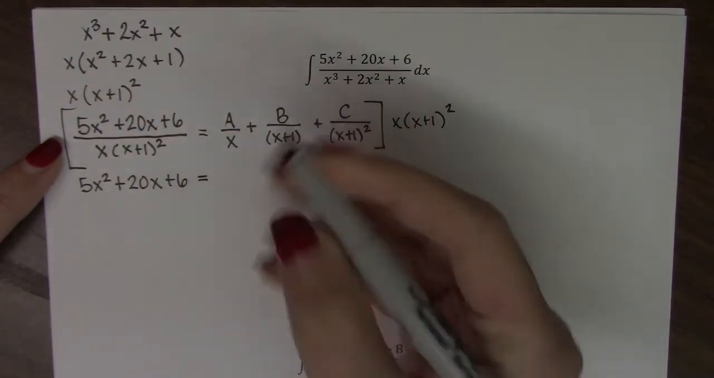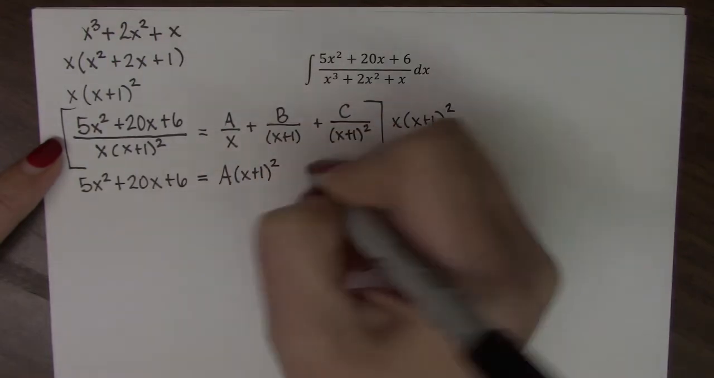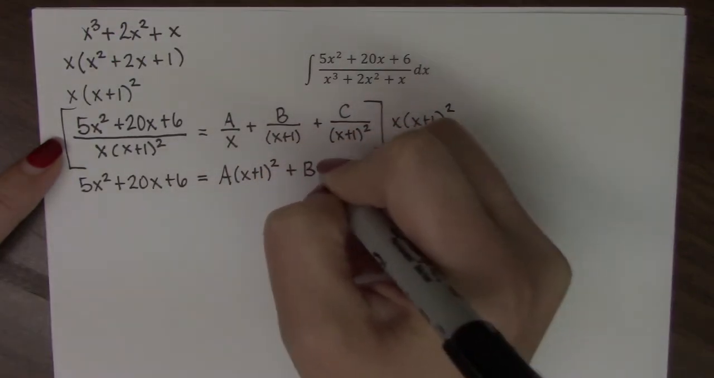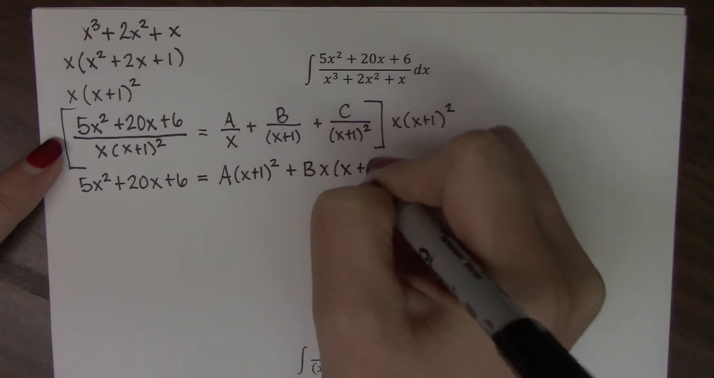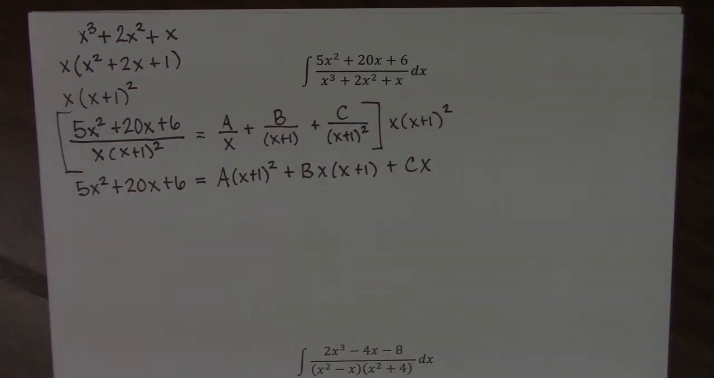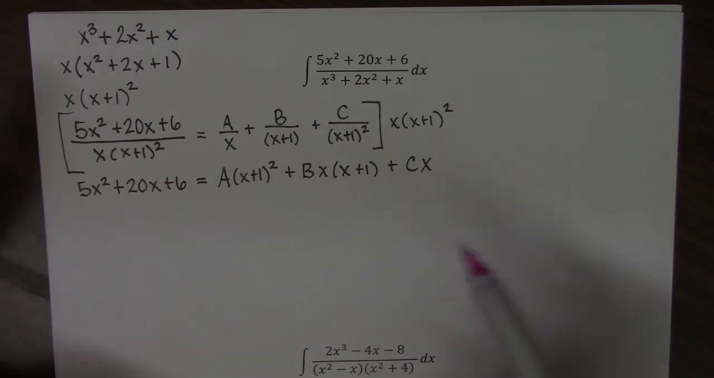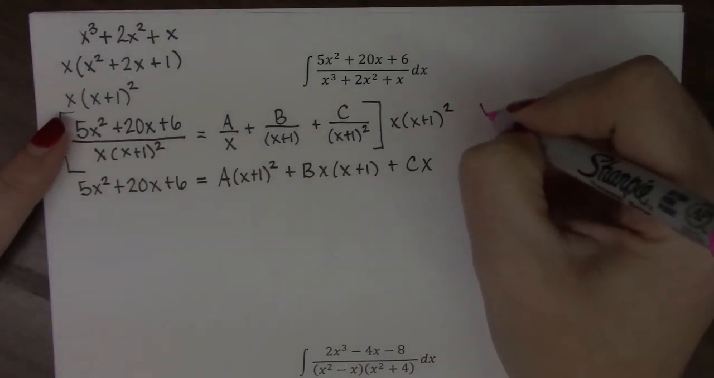Here, the x is canceled, so a is multiplied by (x + 1) squared. B gets x and one of the (x + 1)s, and C is only left with x. So the values here that are going to make these terms zero out are going to be 0 and negative 1. So let's deal with 0 first.